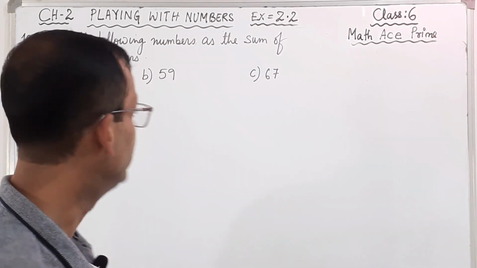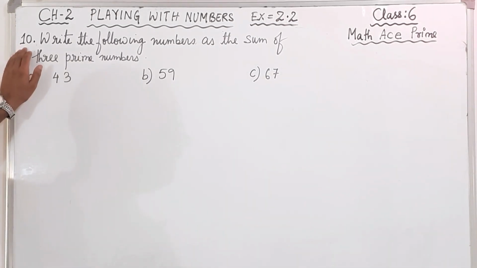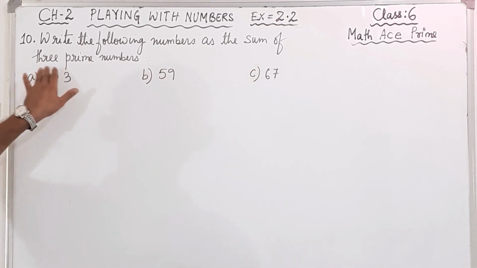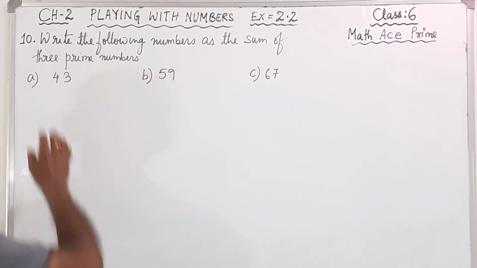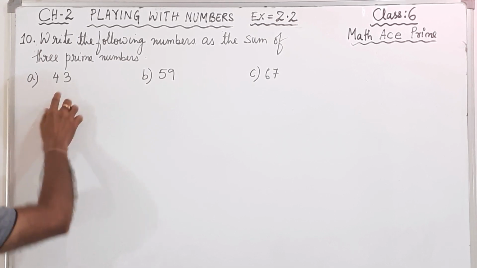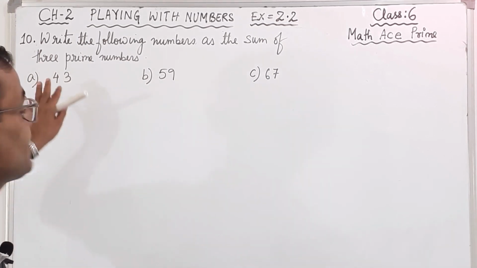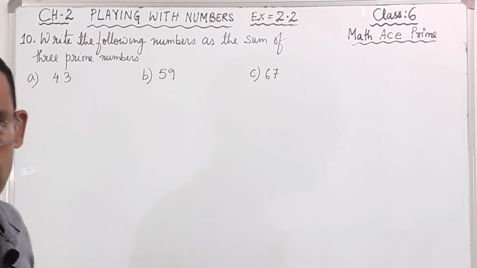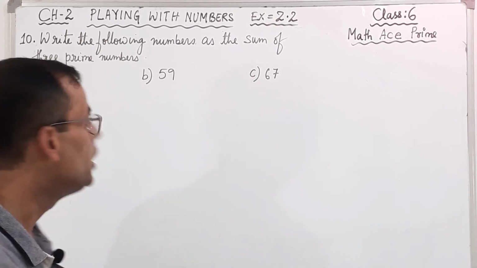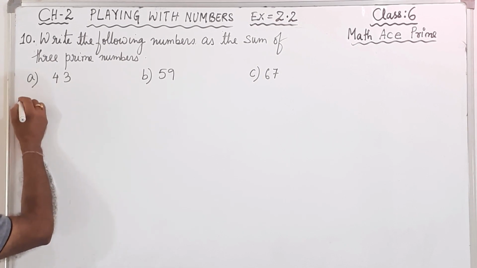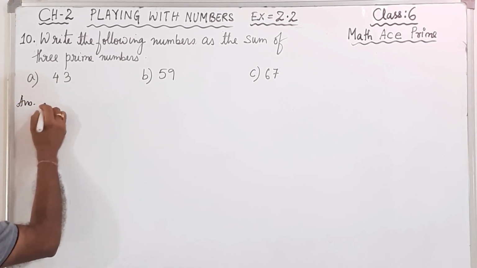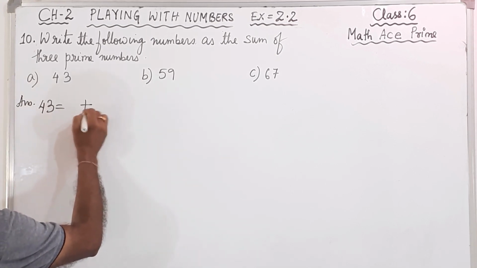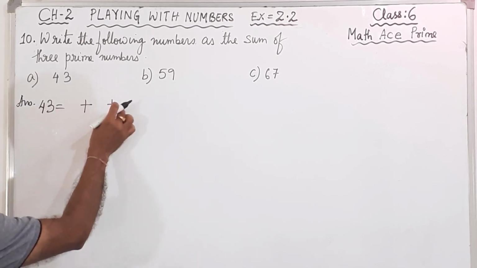Clear? Now students, let us come to question number 10. Write the following numbers as the sum of three prime numbers. That means this sum, 43, I have to show as a sum of three prime numbers. This also I have to show as a sum of three prime numbers, and this also I have to show. Now for that, if I want to write the answer, 43 I have to show as a sum of three prime numbers: something plus something plus something.